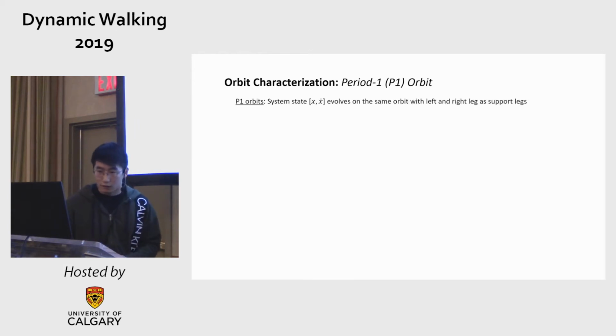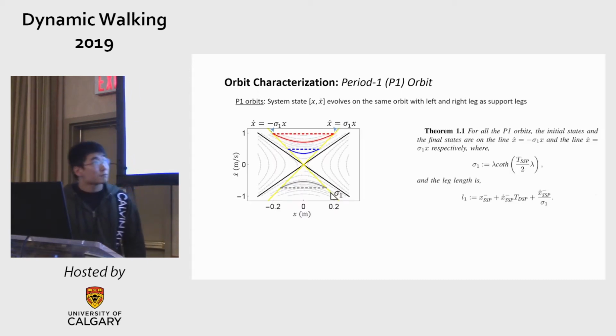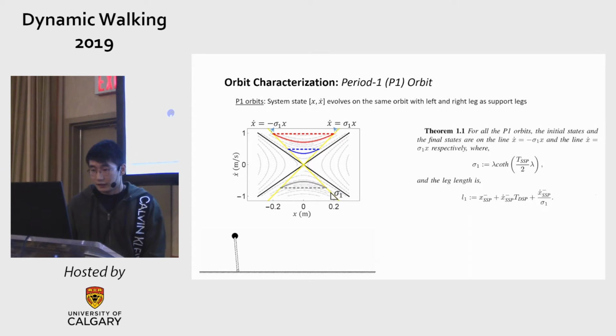The first orbits I care about are where the system states are behaving on the same orbit with two legs as the support legs. So this theorem is saying that for all the period 1 orbits, P1 orbits, the initial state and the final state will be on these two yellow lines. And here I'm showing 3 different orbits. And for each orbit, you can find the step length in this formula. So here are 2 examples.